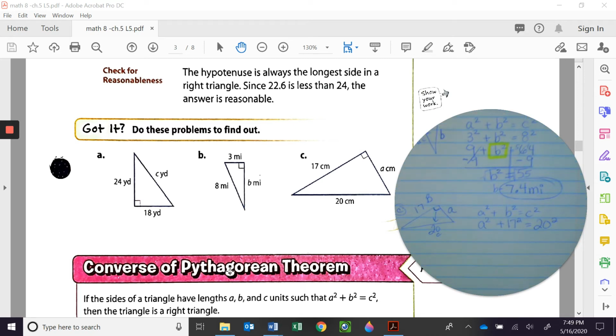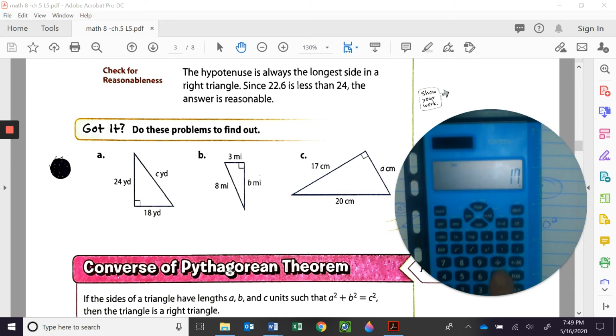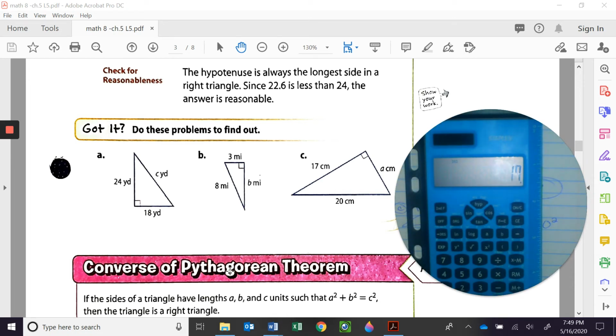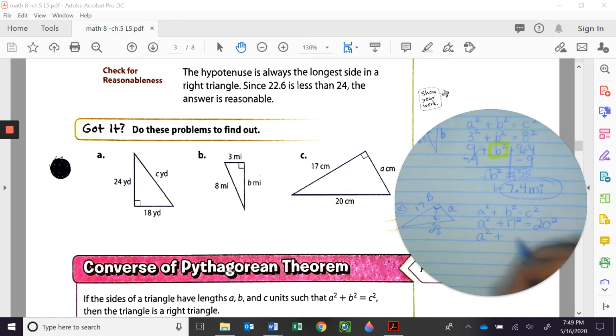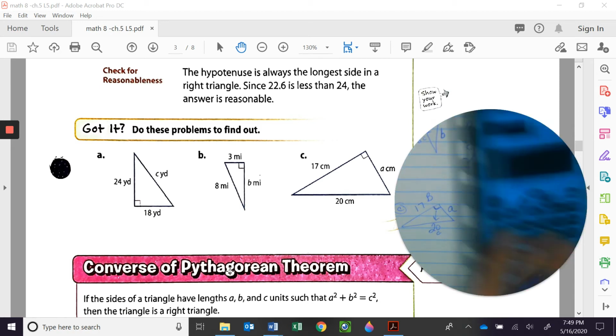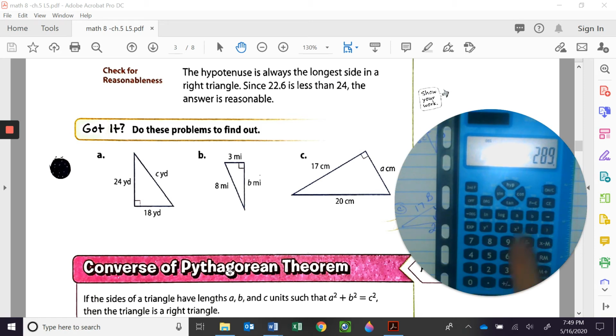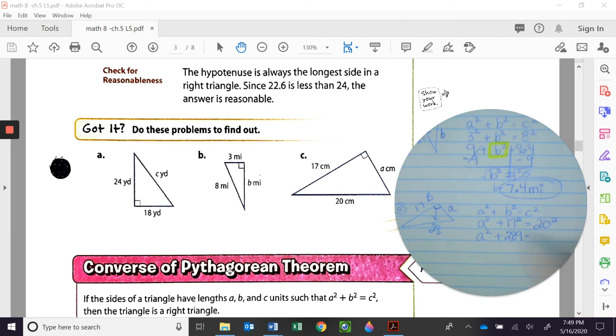Okay, so A squared plus 17 times 17, 289. 20 squared. Okay, I can go 20 times 20, or I can go 20 squared. 400. All right, so take a look.